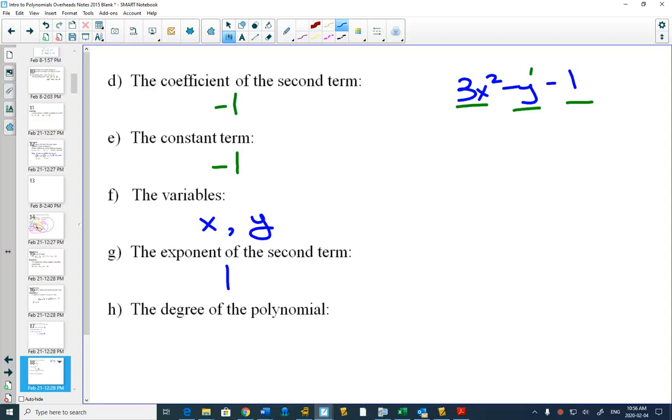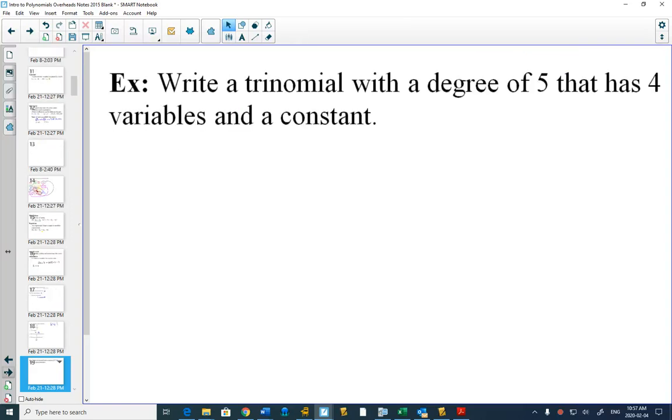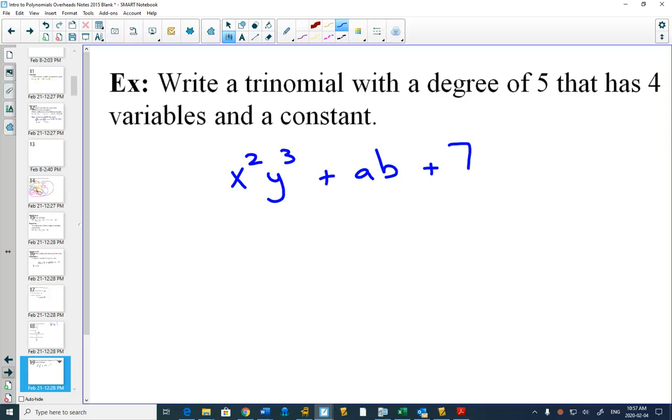What is the degree of this polynomial? 2. We figure out the degrees of each term separately, 2, 1, and 0. The degree of the polynomial is the biggest one, which is 2. And finally, the last question here. Write a trinomial of degree 5 that has 4 variables. So I could have x squared y cubed, that has 5 in it, plus a and b, now I have 4 variables, plus 7, now I have a constant. That is putting all the definitions together.